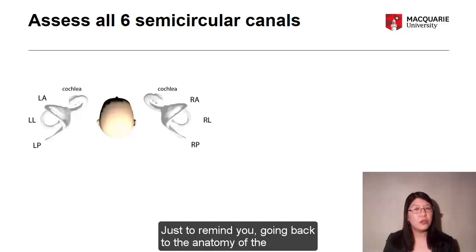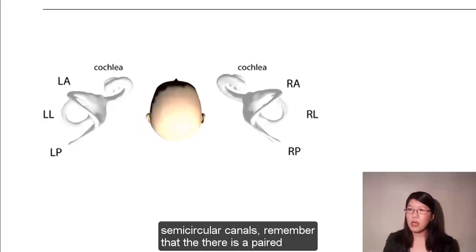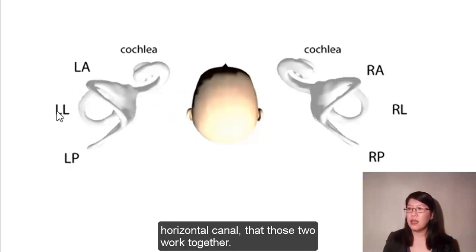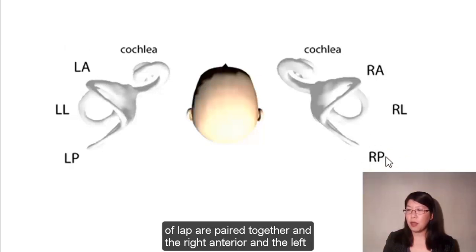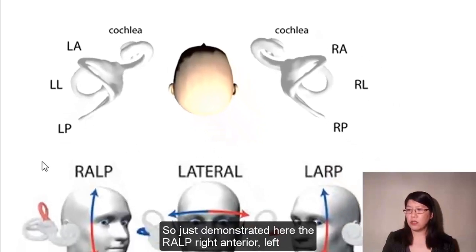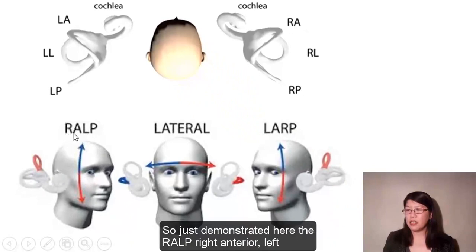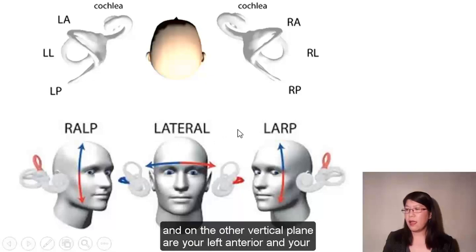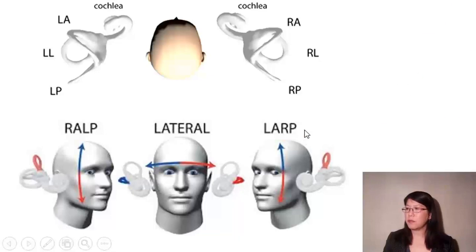Just to remind you, going back to the anatomy of the semicircular canals, remember that there is a paired relationship between the left horizontal and the right horizontal canal, that those two work together. The left anterior and the right posterior, using the abbreviation LARP, are paired together, and the right anterior and the left posterior are paired together. So just demonstrated here, the RALP, right anterior and left posterior, the lateral, so your left lateral and your right lateral, and on the other vertical plane are your left anterior and your right posterior, the LARP.